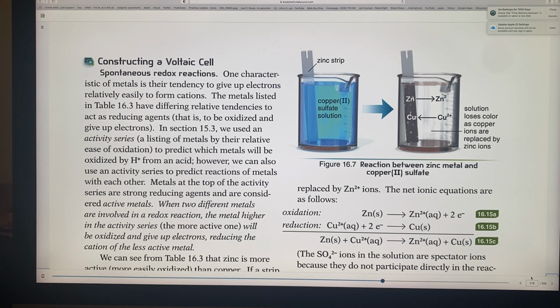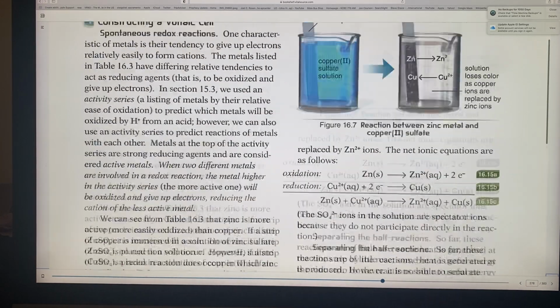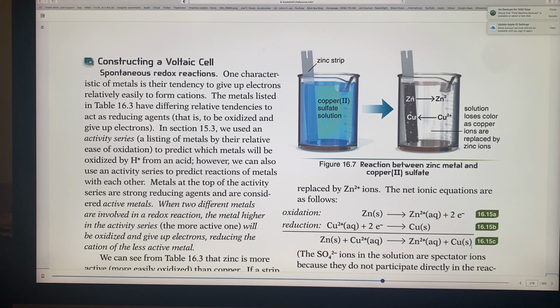Now they want us to construct a voltaic cell. You'll probably have an experiment on this if you want to really look up how to do this, but here it's just going to be described in some pictures. We're going to go over this voltaic cell. Here's a picture of the reaction between zinc metal and copper in this voltaic cell.